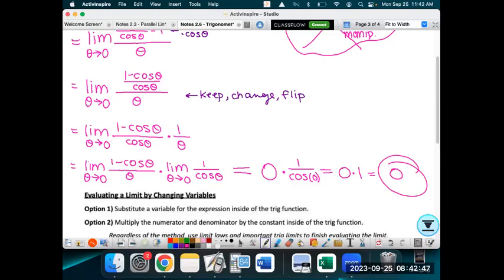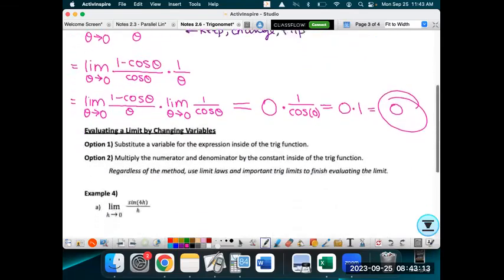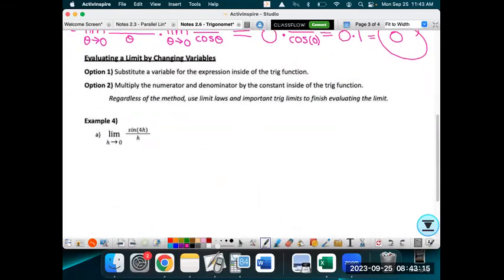Let's move on to our last topic in the notes, evaluating a limit by changing variables. What these are helpful for is basically if we have something other than just a plain x or a plain theta inside of our trig limit, we can use some substitution or we can do something slightly different. So I'm going to show you 2 ways that we could do example 4.